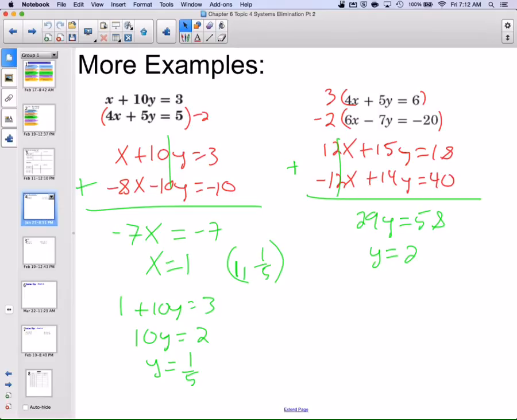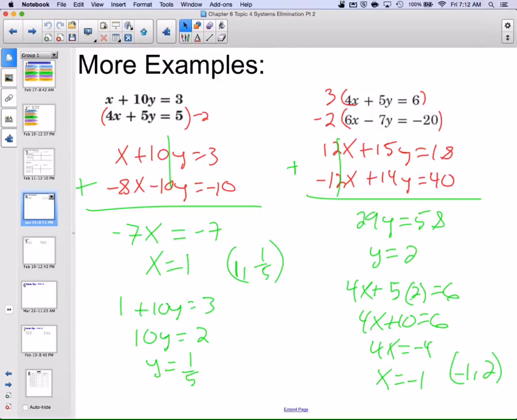All right, plugging y into the top equation to get x. Oops, that's supposed to be a 5 right here. 4x plus 5 times 2. So that's 4x plus 10 equals 6. Subtract 10. 4x equals -4. Therefore, x equals -1. So it looks like my final solution is -1, 2. All right, why don't you guys try the U-Try on the next slide and see if you can figure this out.